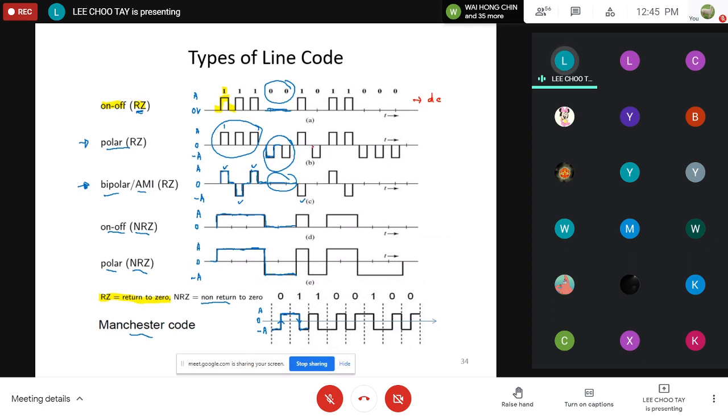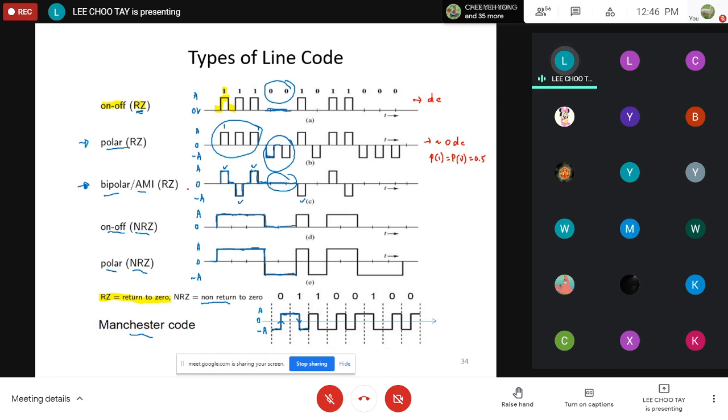Whereas for polar, your DC component is less, close to zero, provided the probability, because when we talk about digital data, we have to talk about probability. So if you use polar coding, if the probability of zeros and ones are the same, the negative pulses will actually offset the positive pulses, and therefore that gives you zero DC. This is only true when the probability of one and the probability of zeros are the same, which is 0.5. If your data consists of more ones compared to zeros, then you have a bit of DC, which is positive. If your data has more zeros as compared to ones, then your DC level will be slightly negative. That's for polar.